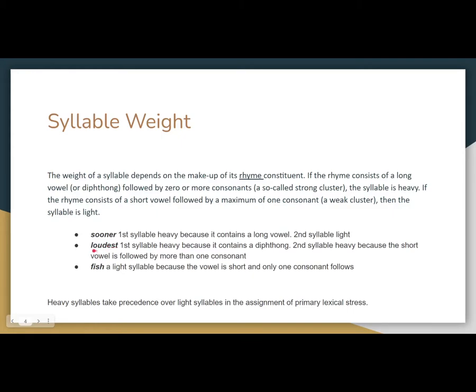So we see that the ow, that's a diphthong. We'll get into more detail about what diphthongs are, but it's like 2 vowel sounds put together kind of thing. Ow, loud, and then dest. Now, the second syllable is also heavy because it's a short vowel followed by more than 1 consonant. We have the est. So in this case, loudest, both syllables are heavy syllables.